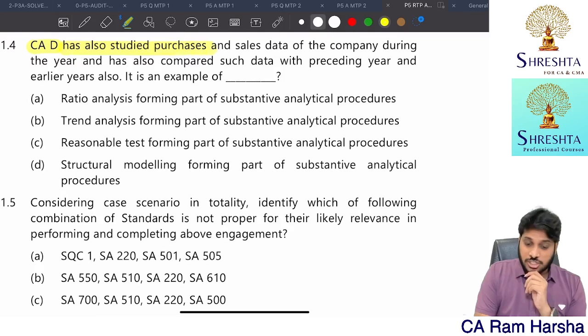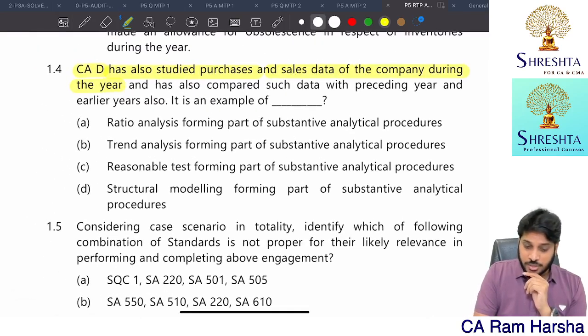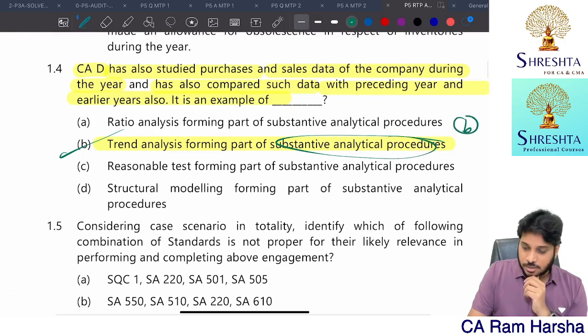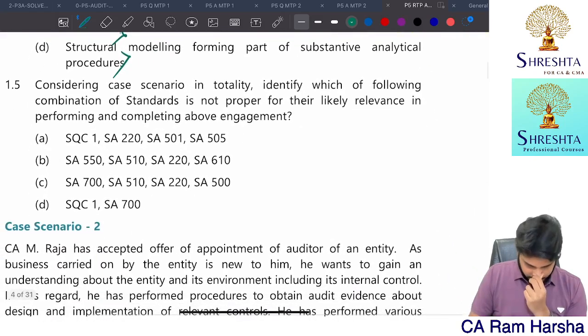CA D had also studied purchases and sales data of the company during the year and has also compared such data with the preceding year and earlier years also. It's a trend analysis, no? It's a trend analysis, absolutely forming part of substantive analytical procedure. It's not a reasonableness test, it's not rational analysis, it's not structural modeling, it's a trend analysis.